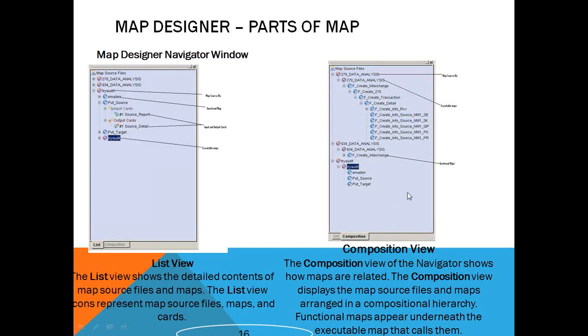Composition view shows the hierarchy level, whereas in outline view all maps are just listed, and we don't know where the function map sits. Suppose F create info function map is present inside detail. Detail is present inside transaction. Transaction is present in 270. We see the hierarchy if we view the composition. In the map designer there will be two views, outline view and composition view. Composition will be like this.